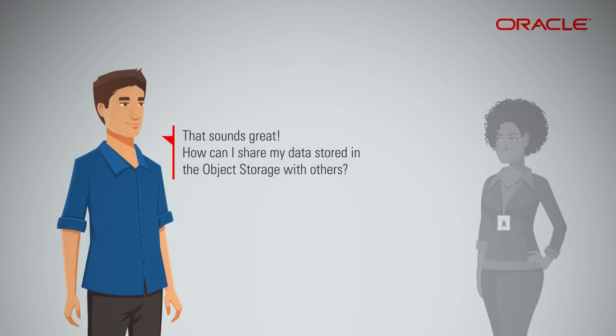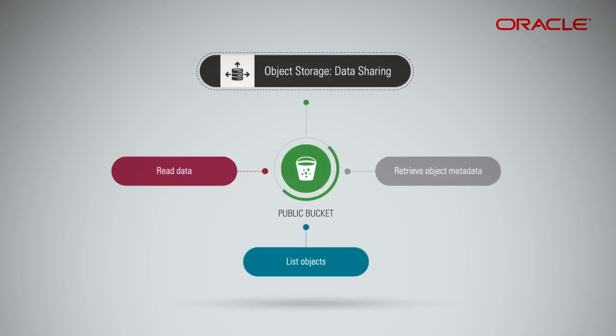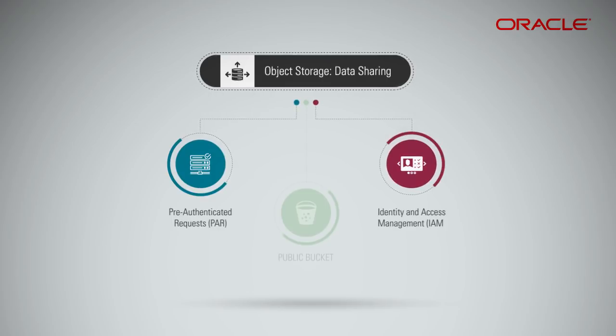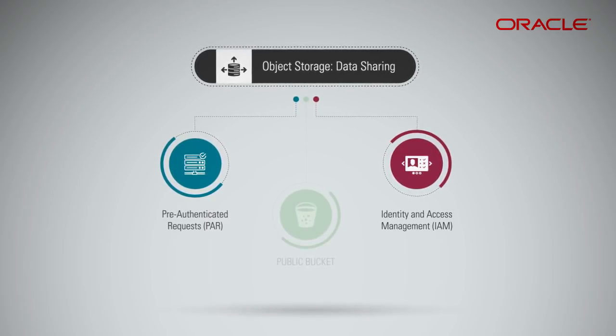How can I share my data stored in the object storage with others? You can make a bucket public to share data with others. Anyone with knowledge of the public bucket name and associated namespace can anonymously read data stored in a public bucket. With public buckets, you can also list objects or retrieve the object metadata. If you do not wish to make a bucket public, you can use pre-authenticated requests or Identity and Access Management, or IAM, policies to share data. These two options offer a more secure means of sharing data with others as compared to public buckets.